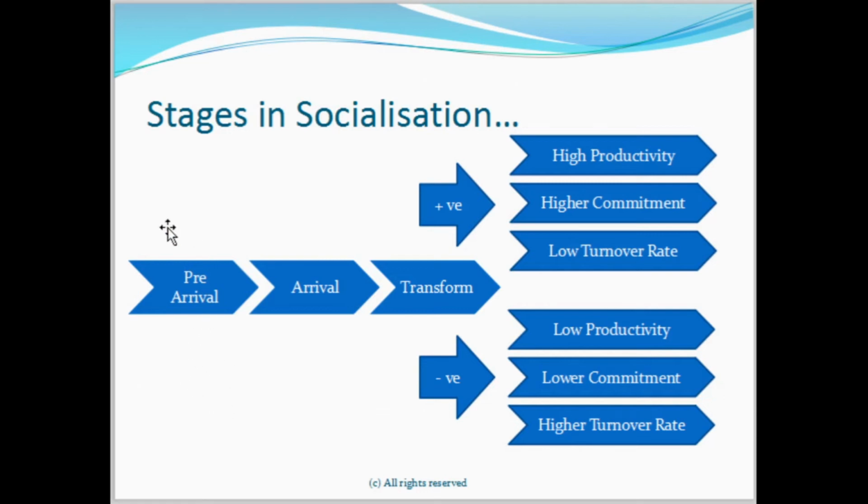Okay, let me take an example. Let's understand the 3 stages by means of an example. Let Mr. A be a person. Let Mr. A have a perception that company ABC, the company being named ABC, provides job security, regular training, and allows the implementation of innovations.